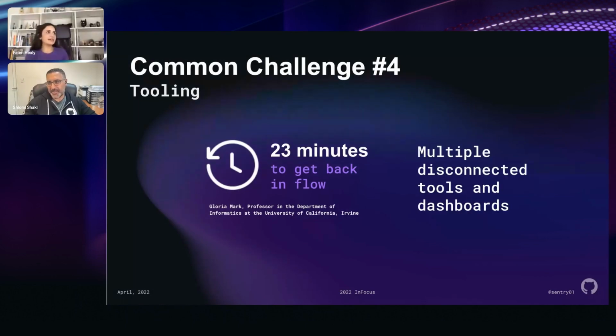Correct. And by the way, you can actually Google the research by Gloria Mark. She's a professor in the Department of Informatics at the University of California. It's an interesting article, not specifically about software security or software development, but generally speaking, if you are doing something and someone comes in and interrupts you, it takes you 23 minutes to get back into the routine and back into the focus. And so imagine you get all of a sudden different tools telling you different things, and then you have to go somewhere else.